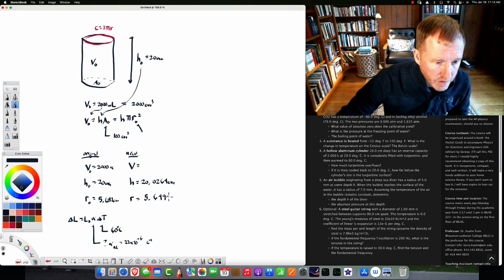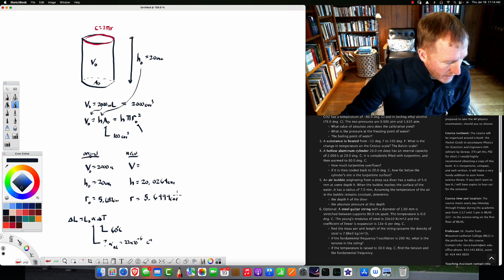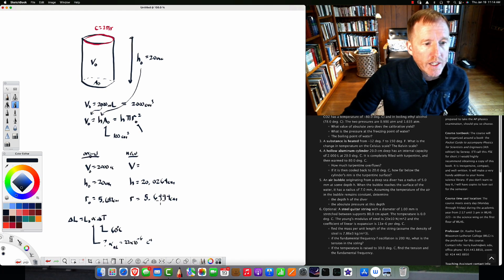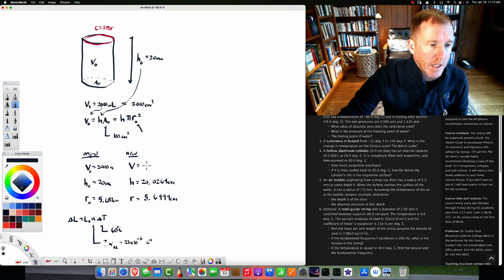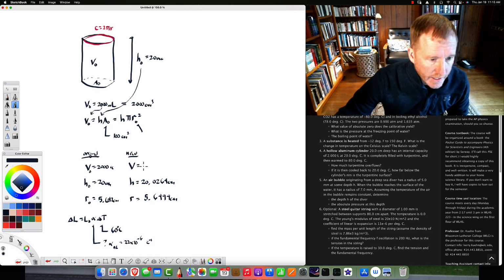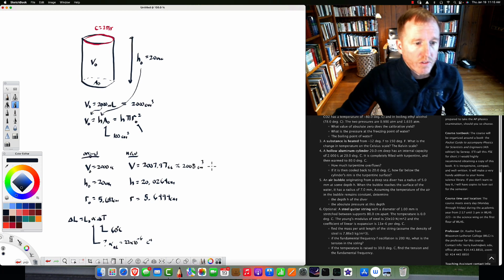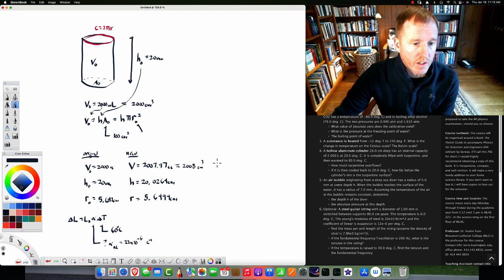5.6494 centimeters. Okay, and then from that information, I can end up finding the final volume by plugging this new radius back in to find the area, and hence multiply that by the new height to get the new volume, and I got 2,007.97 cubic centimeters. So right around 2,008 cubic centimeters is the new volume of this can.